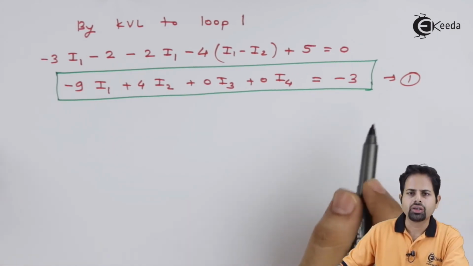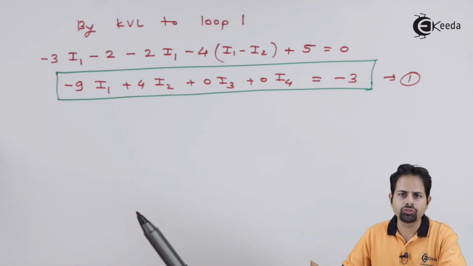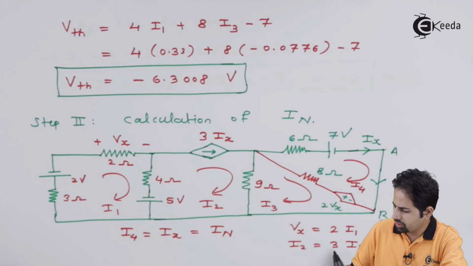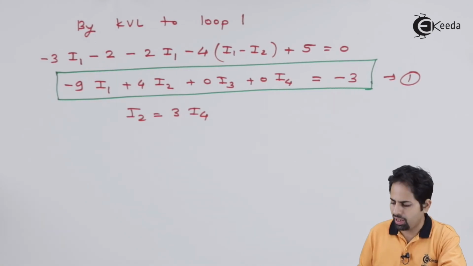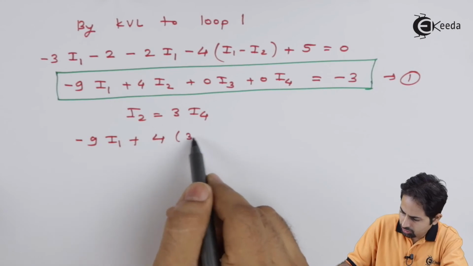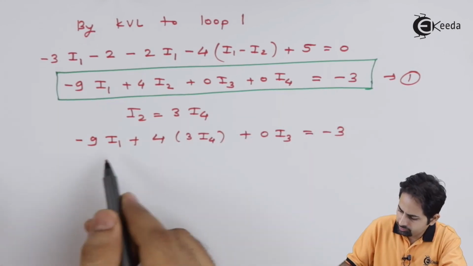In this equation, I can do one change. This I2, we know that it is 3 times the given current. You can see here, this I2 is 3 times Ix, which we have written here, which is 3 times I4. So we can substitute and we can reduce one parameter. So what we will get is, I will solve it again.